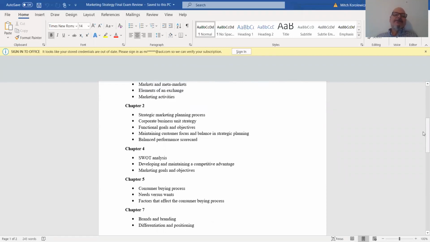Don't worry so much about the information on chapter 3, but chapter 4, remember the SWOT analysis, strengths, weaknesses, opportunities, and threats, and how we want to look at how we can convert or transform our weaknesses into strengths, our threats to opportunities. How do we use that SWOT analysis to develop marketing goals and objectives that we can implement for strategy purposes, so that we can either develop or maintain a competitive advantage. So look at those topics in chapter 4.